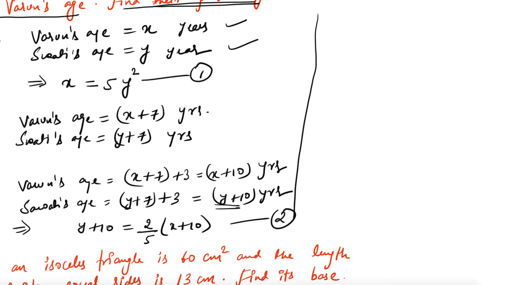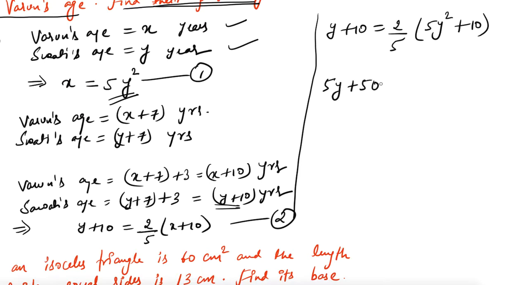So that value I will substitute here. I'll write Y plus 10 is equal to 2 by 5, and instead of X I will substitute 5y square, plus 10. Now let us cross multiply. So I'll have 5y plus 50 equals 10y square plus 20. Correct? I multiplied this in RHS, so I got 5y plus 50, and 2 multiplied by the given equation gives me 10y square plus 20.